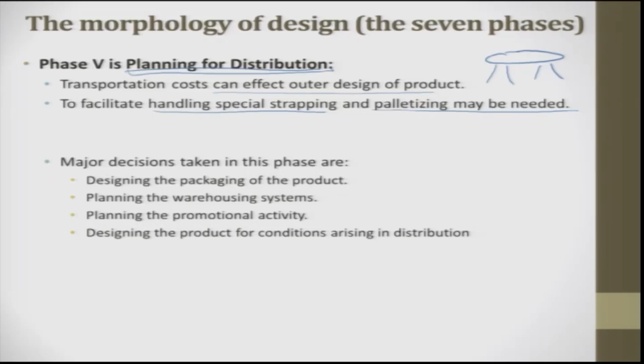So, the major decisions taken in this phase are designing the packaging for the product. Should it be 1 piece? Should it be 5 pieces per packet? Should it be 1 liter? Should it be 50 liters? So, that is what it is. Then planning the warehouse locations, very important.